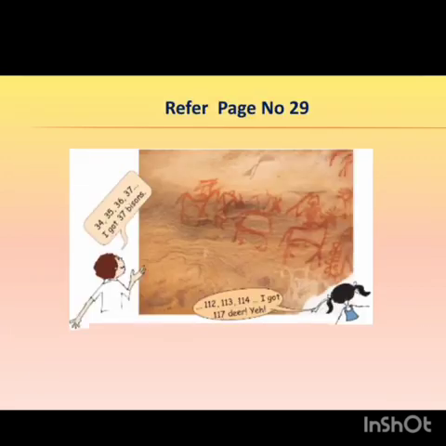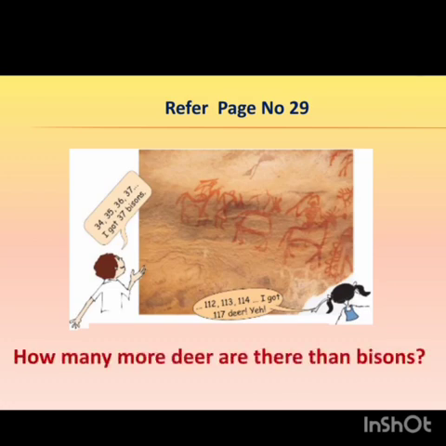They reached Bhimbetka. Bhimbetka is a place with lots of caves and cave paintings made by the people. Now the children are really very excited to see the cave paintings. It was about 11 o'clock when they reached Bhimbetka. Now the children counted deer, bison and people on the painting. Here the question is, how many more deer are there than bison? Now let's have a look at the solution.